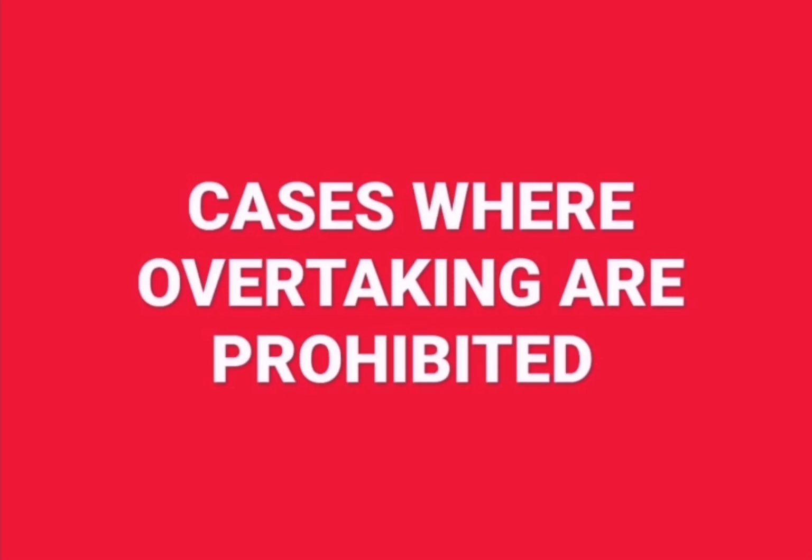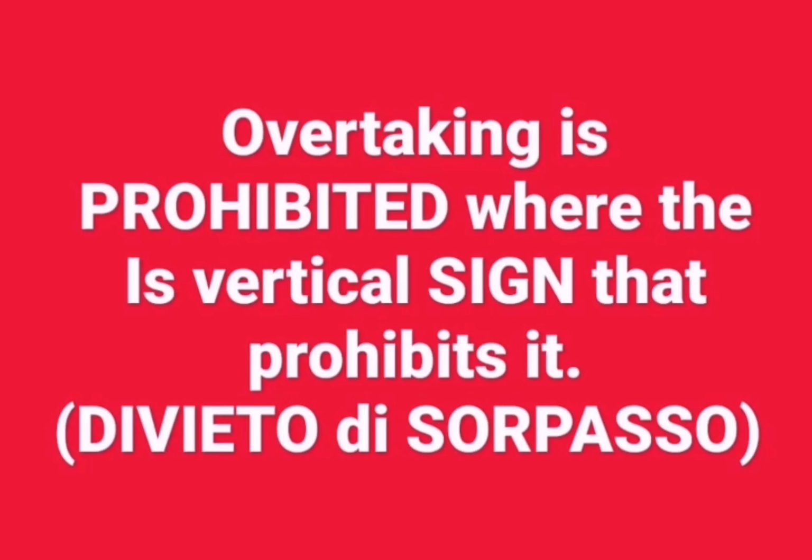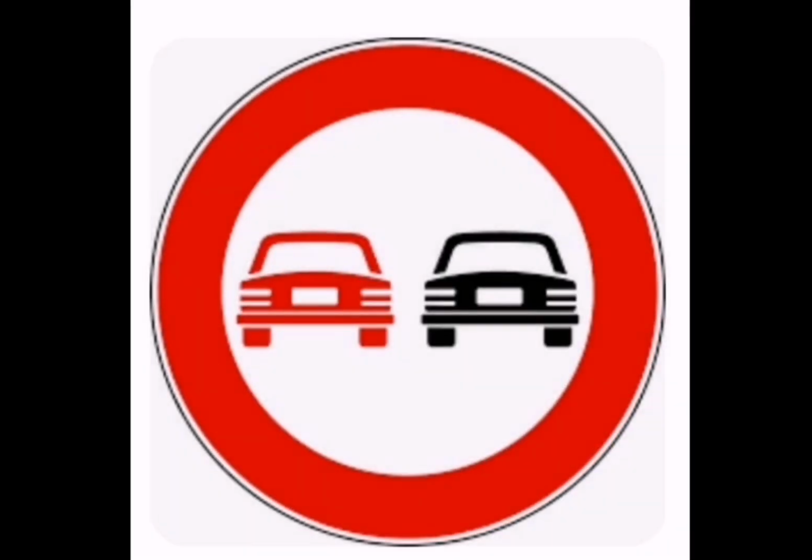Cases where overtaking is prohibited. Overtaking is prohibited where there is a vertical sign that prohibits it, which is the segnale di divieto di sorpasso. This is the sign.